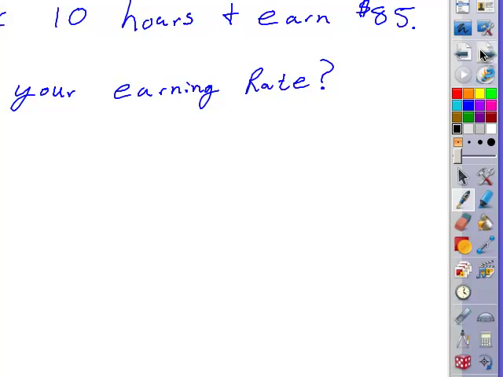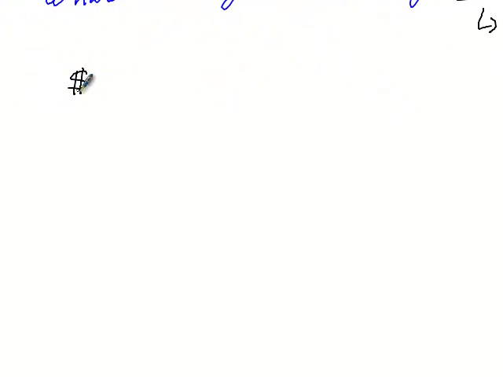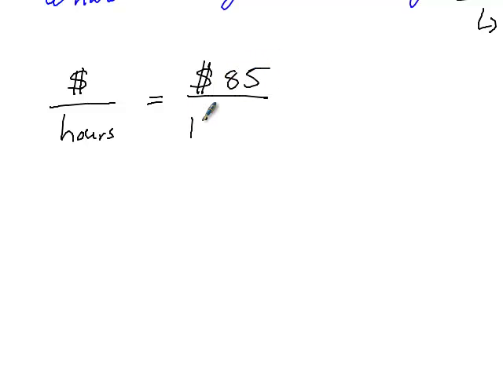Problem number 25 says you work 10 hours and earn $85. What is your earning rate? Well, a rate means division, so we're going to be dividing something. When you get a job, what is your pay rate? You always say the amount that you make over hours worked. So time pretty much is always on the bottom. So all we do here is put in our money earned over our hours worked.